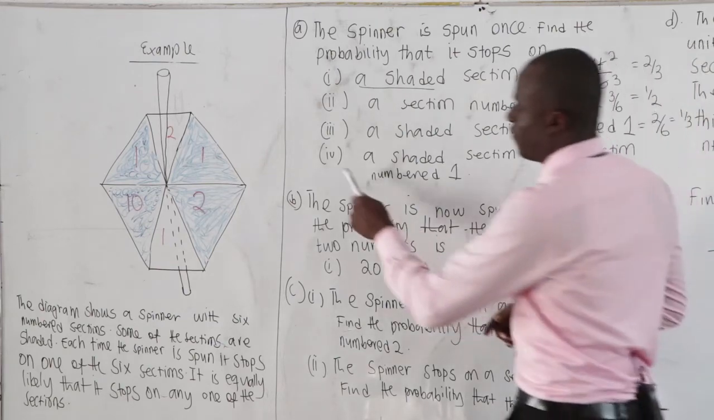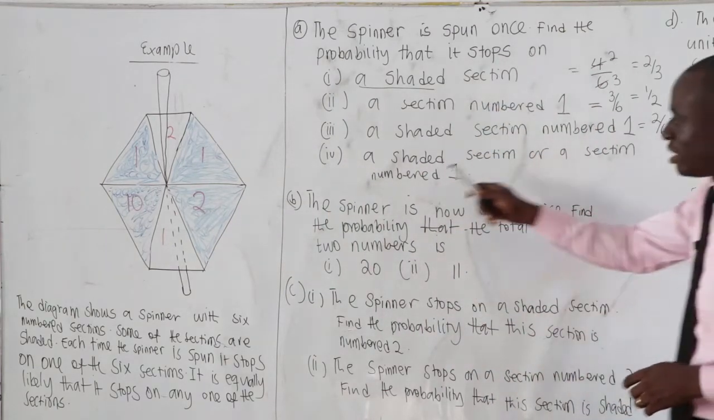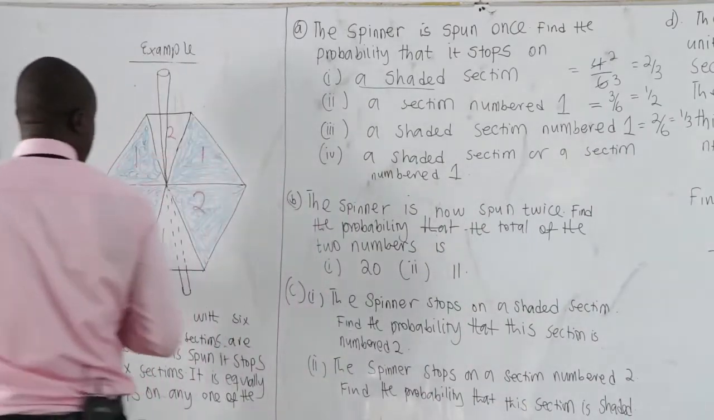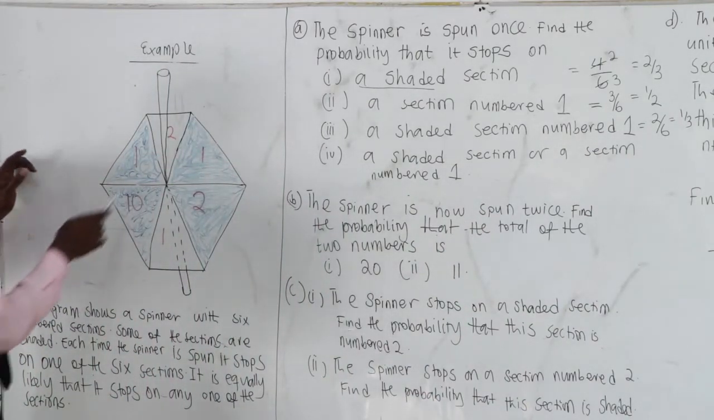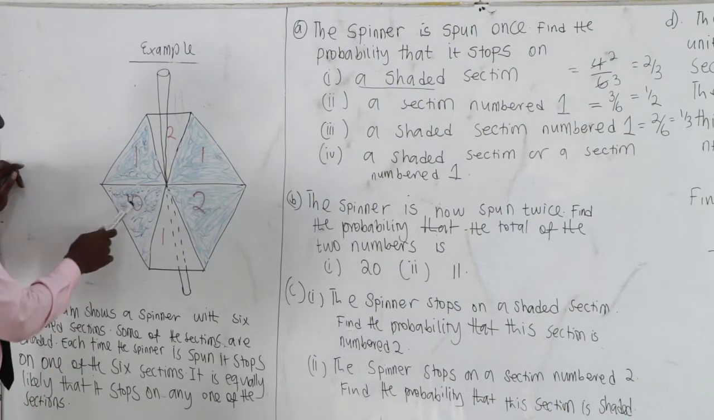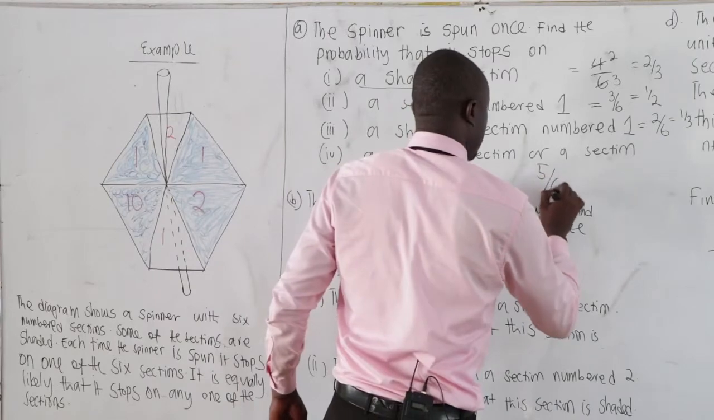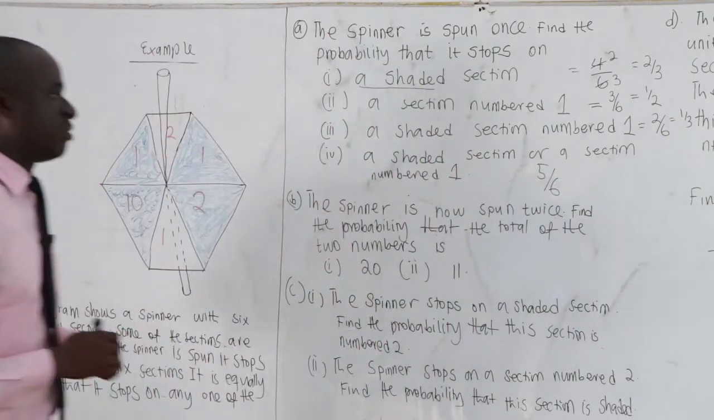Now let's see the fourth one. The fourth one says a shaded section or a section numbered 1. So all the shaded sections, and then we include this part. So we have 1, 2, 3, 4, 5. That will be 5 over 6.